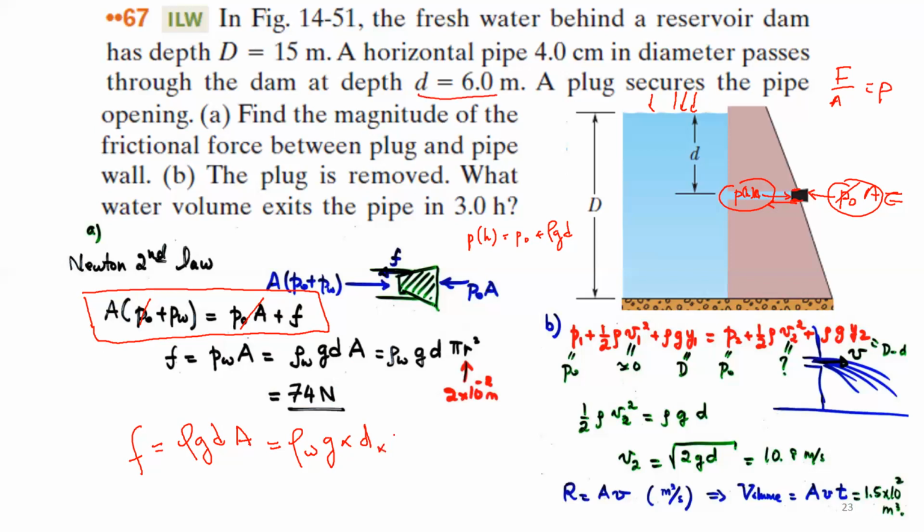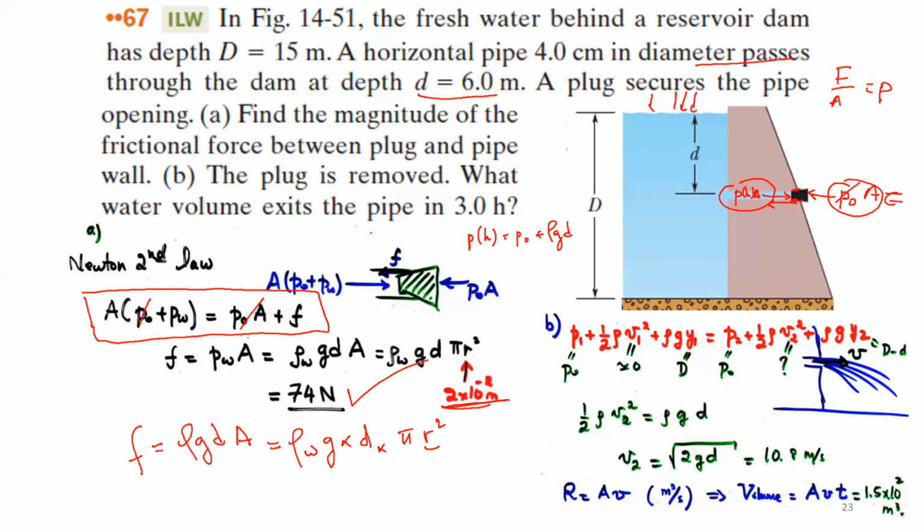Multiplied by the cross-sectional area, and the cross-sectional area here is a kind of cylindrical cross-sectional area. I gave you the diameter, of course. So you can use pi r square, and the diameter is given as 4 centimeters. So that means the radius is 2 centimeters. Of course, you put everything in SI units and you get the friction is 74 Newton.